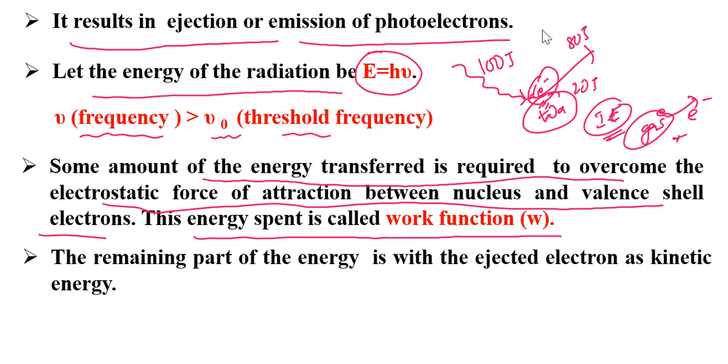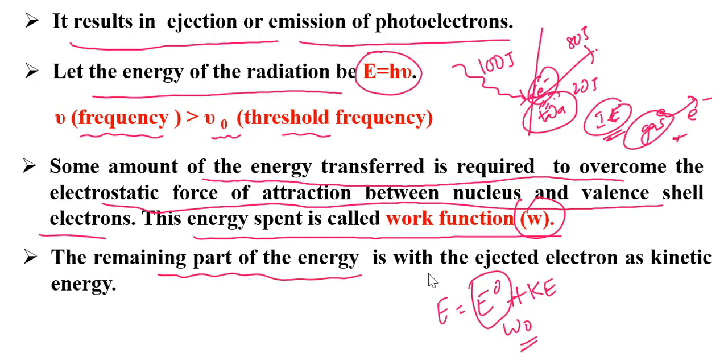So always, the falling energy is equal to the consumed energy plus the kinetic energy. That's why our formula is E equals E naught plus K. E naught or W naught, you can write it the same, both are the same. Since this W means work, it is the work function W naught. The remaining part of the energy is carried by the ejected electron as kinetic energy. Out of 100, 20 is consumed, and the remaining 80 is ejected as kinetic energy.